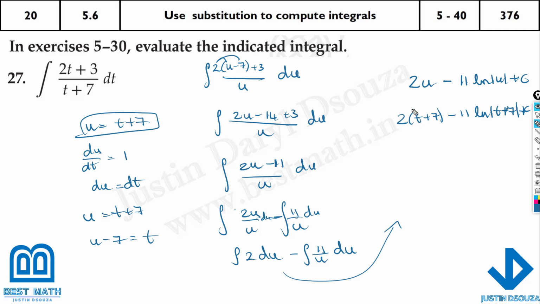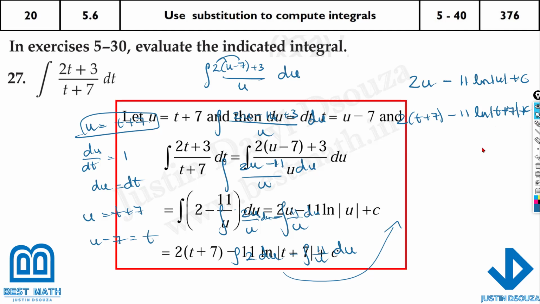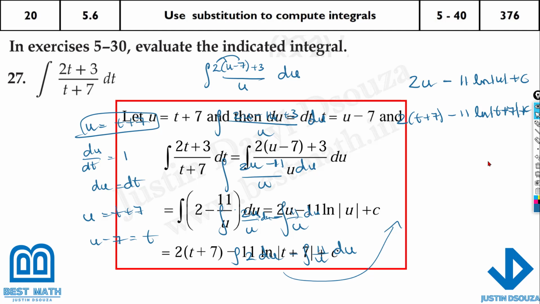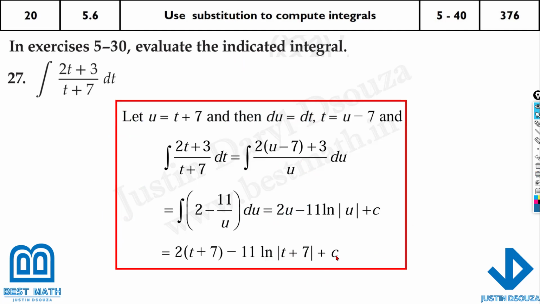Now we can simplify it further. Like you can multiply this if you want. You can leave it like this. Let's just look into the answer, how they have written. They've just left it as it is. So it is 2 times t plus 7, that is 2u, minus 11, natural logarithm, absolute value of t plus 7. Why? Because if t is, say, minus 10, minus 10 plus 7 is minus 3, which can be a negative value. So we write modulus of this, absolute value, plus c.